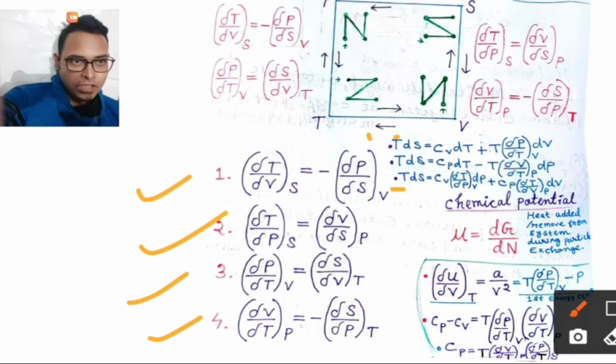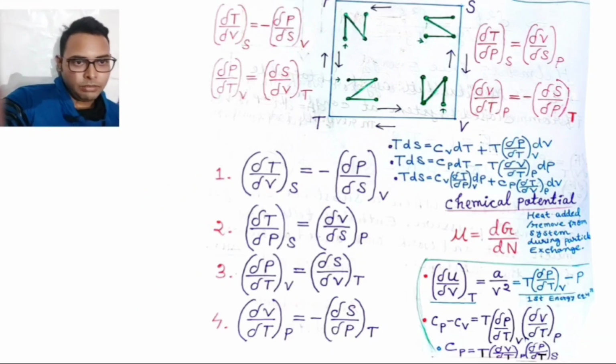Okay, and chemical potential. Chemical potential is the heat added or removed from the system during particle exchange. During particle exchange, the heat added or removed from the system is the chemical potential of the system. Okay, this is the relation of chemical potential: mu is equal to dG by dN. Okay, differentiate the useful energy with respect to N.